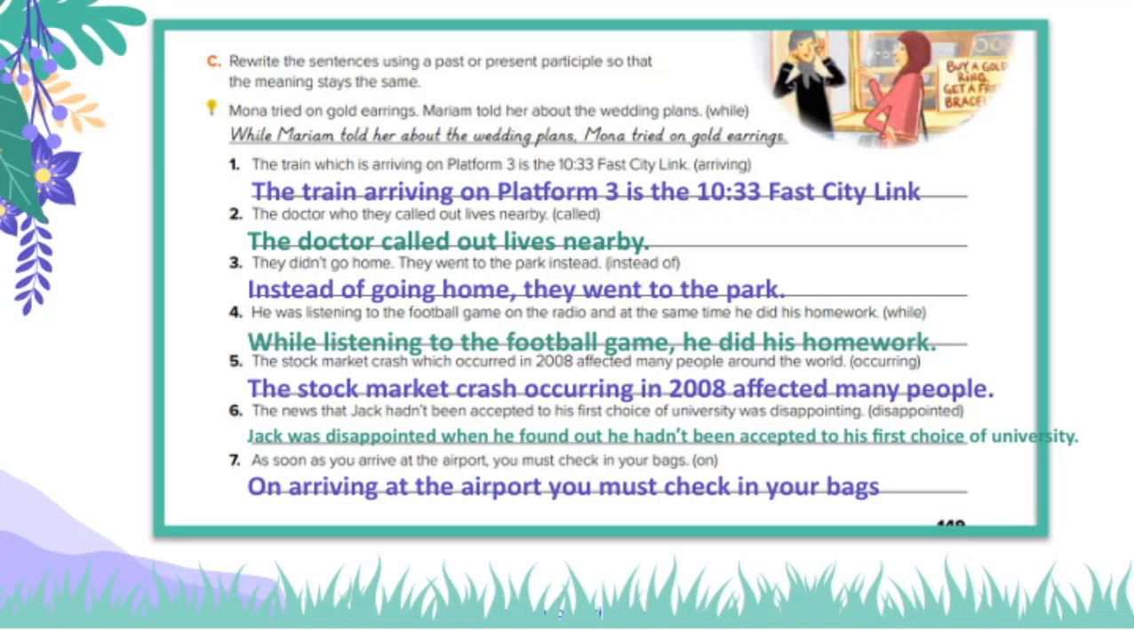Let's look at some examples of how small changes in context can affect meaning. For instance, "The doctor called out lives nearby." This might seem a bit confusing at first, but it highlights how context and word choice are important in communication. Next, instead of going straight home, some people choose to go to the park, perhaps for relaxation or fresh air. While enjoying a leisurely day, someone might listen to a football game on the radio or TV, all while doing their homework, showing how multitasking is common in everyday life.